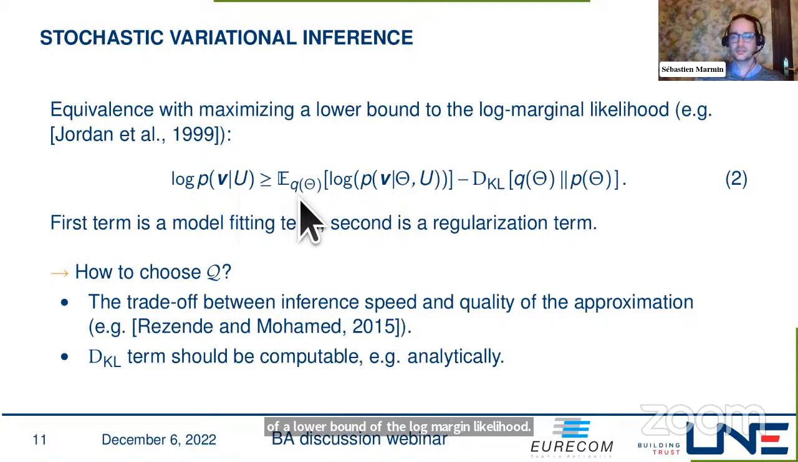It's what is written here. If we look at the expectation over the candidate posterior of the log of the likelihood, minus the KL divergence between the candidate posterior and the prior, this will be our loss function. The first term is a fitting term, and the second term is a regularization term.